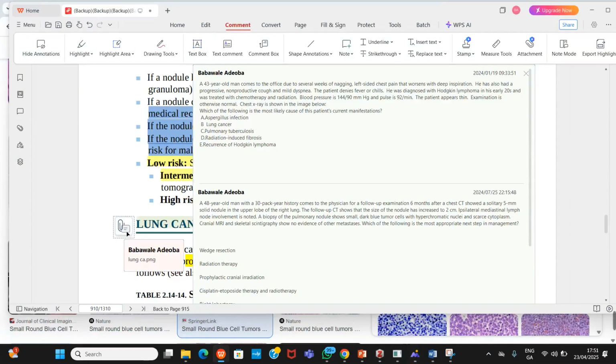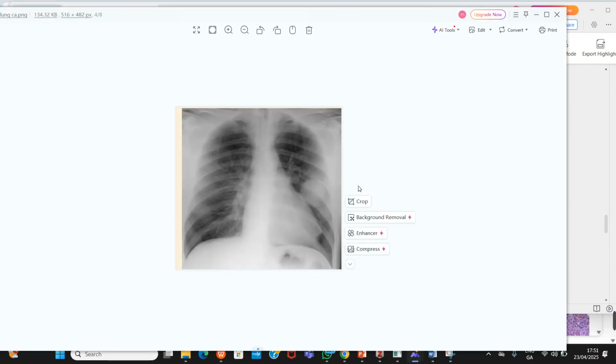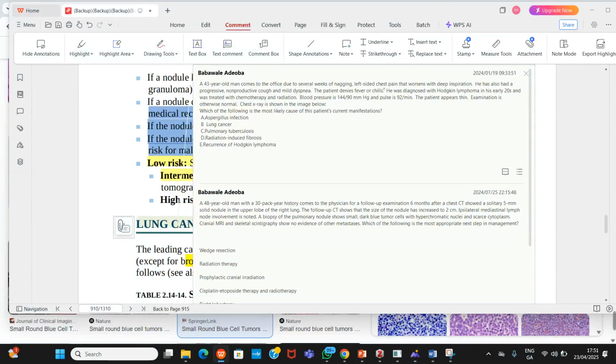A 43-year-old man comes to the office due to several weeks of nagging left-sided chest pain that worsens with deep inspiration. He has also had a progressive nonproductive cough and mild dyspnea. The patient denies fever or chills. He was diagnosed with Hodgkin lymphoma in his early 20s and was treated with chemotherapy and radiation. Blood pressure is 144 and pulse is 92. The patient appears thin. Examination is normal. Chest X-ray is shown in the image below. Which of the following is the most likely cause of this patient's current manifestation?